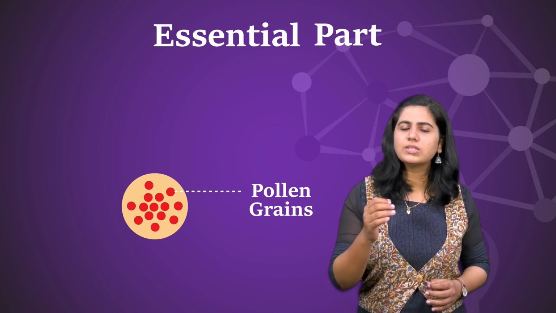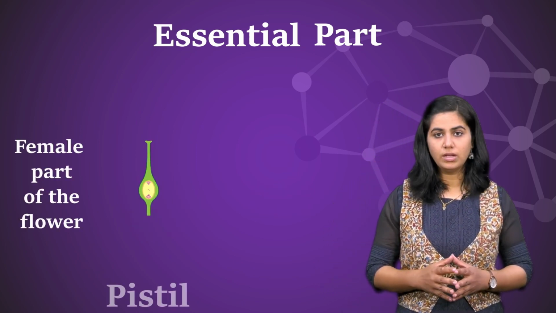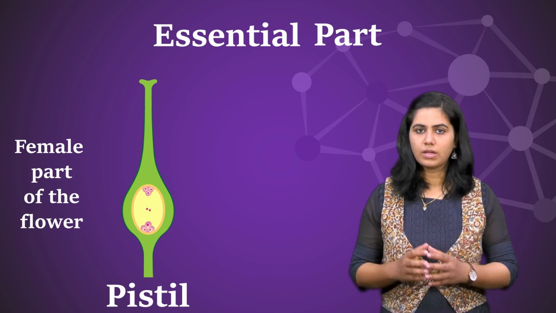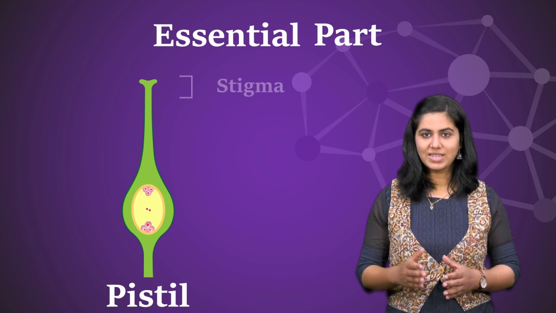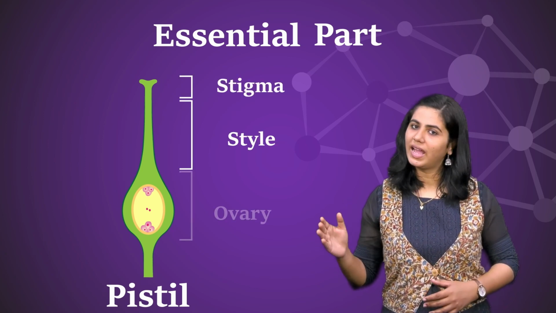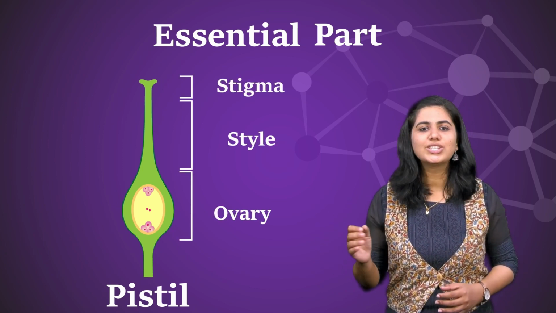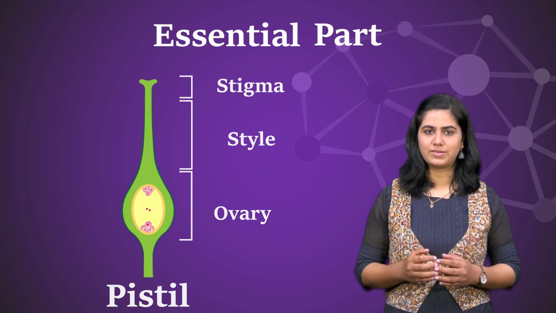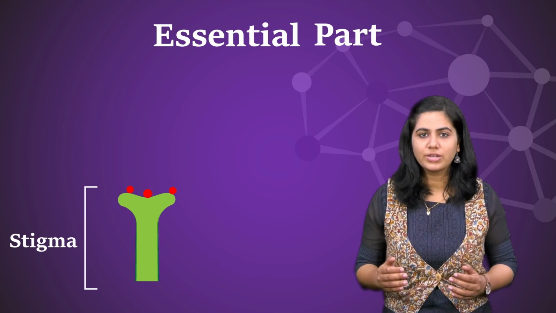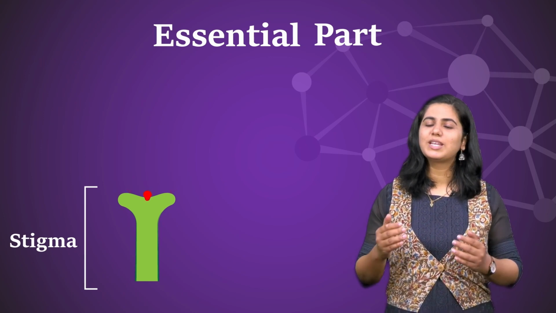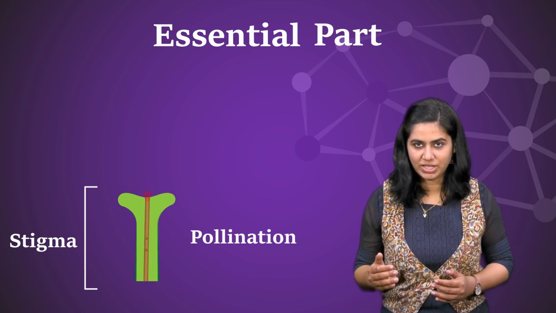Now let's focus on the female part of a flower called the pistil. The pistil has three distinct subparts. They are the stigma, style and the ovary, and each has specific functions. The stigma is the landing part for the pollen grains, and this process in plants is called pollination.